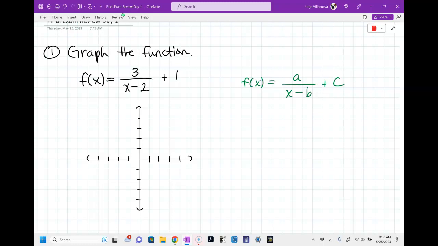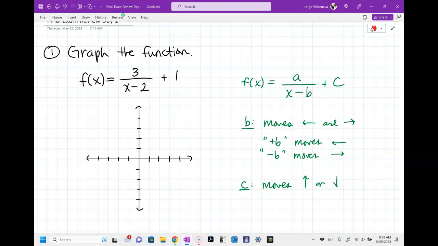But here's what you guys have to remember, okay? The b value moves left and right. It tells you which way to go. A positive b moves, do you guys know? It's going to go left. A negative b moves to the right, okay? The c value, this moves up or down.